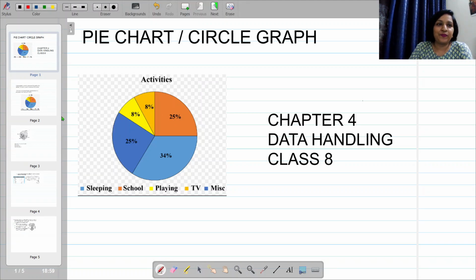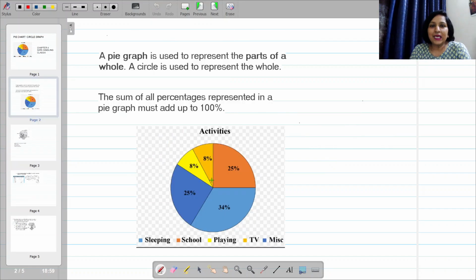So let's start. So you can see here, what is a circle graph or a pie chart? The both are same when the data is represented in the form of a circle. You can see here, data is represented as certain percentage in the circle. This representation of the whole, which is represented in the form of a circle, is a circle graph. How do we read it?